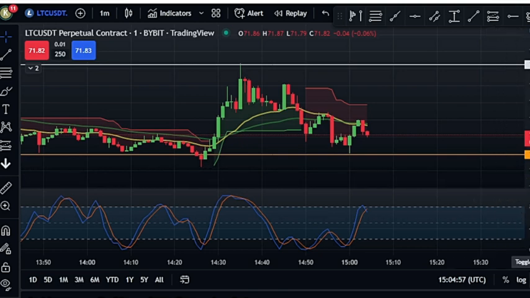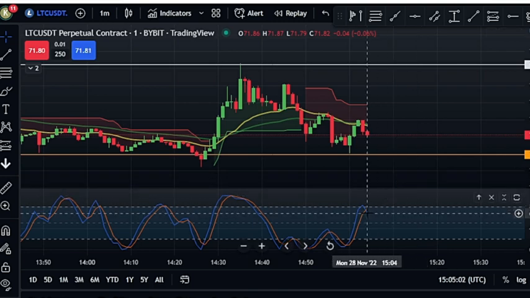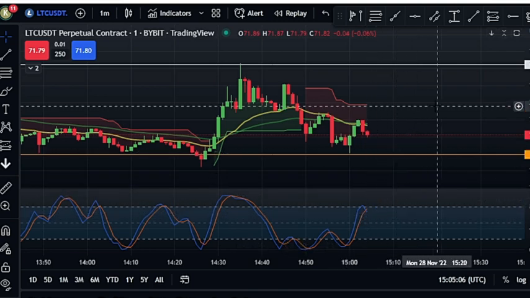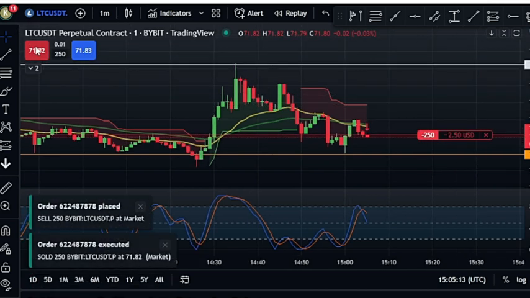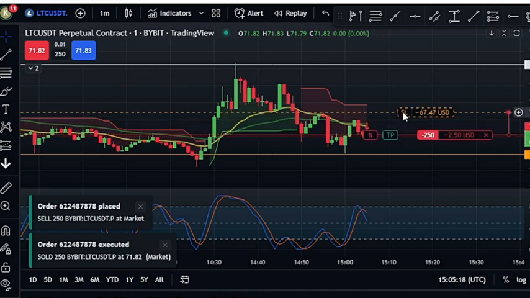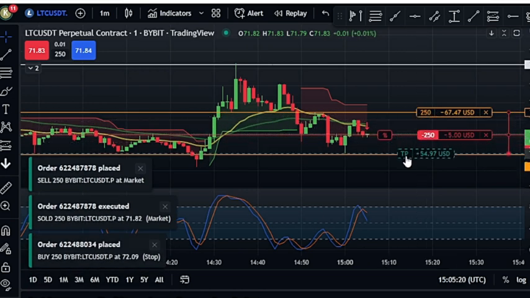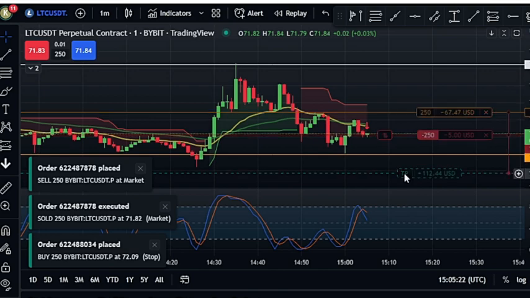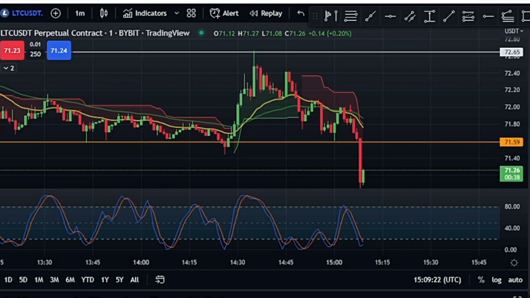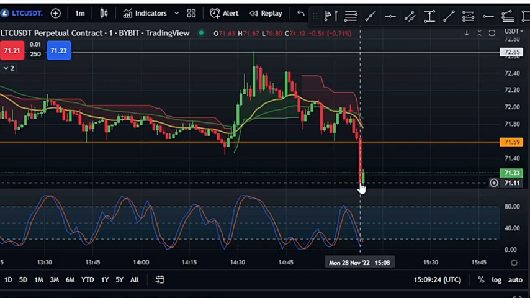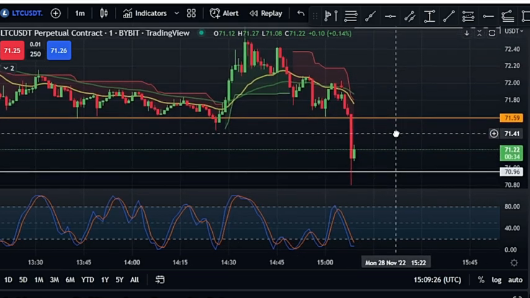So here we want to wait for this candle to close. If it closes red, then the blue line will go below the orange line of the stochastic RSI, and we can take a short. Okay, now we can take a short. And we can take our stops right above this previous high, and our take profits somewhere here. Okay, so first trade taken, and we got profit on this one.